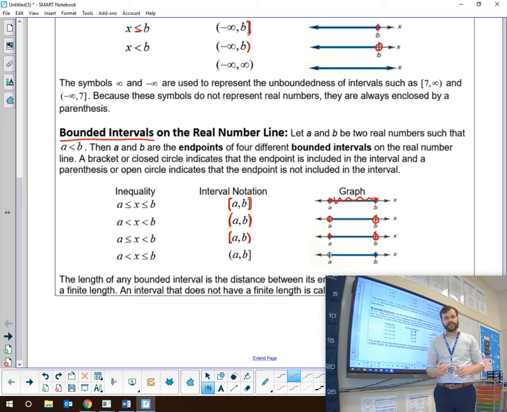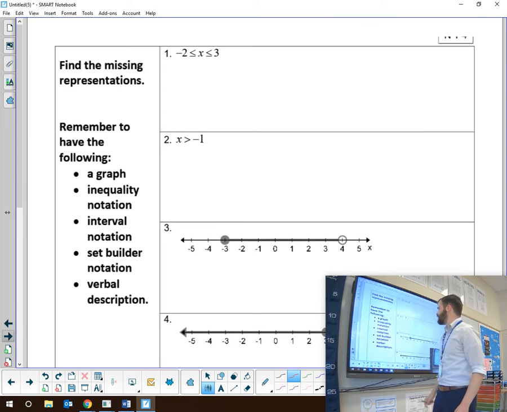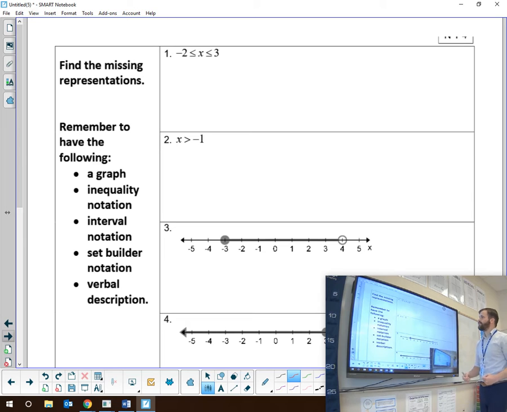And so we're going to be solving inequalities over the next couple days, but we have to first learn how to write our answer. So let's take some practice time writing our answer. Let's take a look here at number 1. So number 1, I have negative 2 is less than or equal to x, and x is less than or equal to 3.